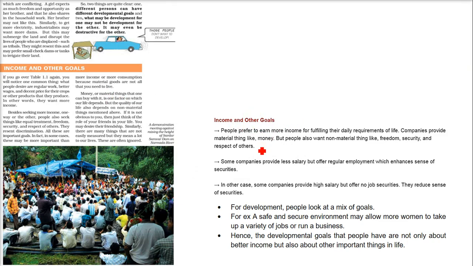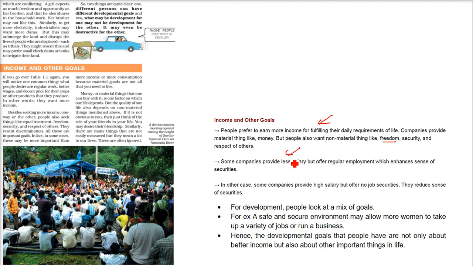Coming to income and other goals. People prefer to earn more income. Everyone wants more income because they want to fulfill their daily needs. They want to fulfill their luxuries also sometimes. So companies provide material things like money, but people also want non-material things, because if they are working they'll get money, but they want something else apart from the money. They want freedom, they want security, they want people to respect them, honor them, and talk to them properly.